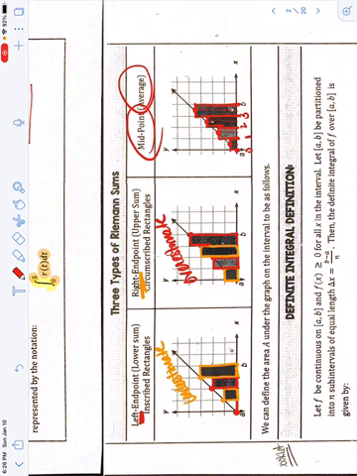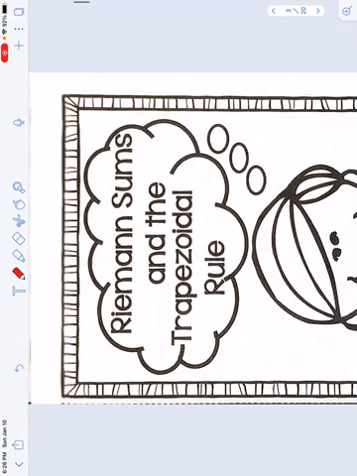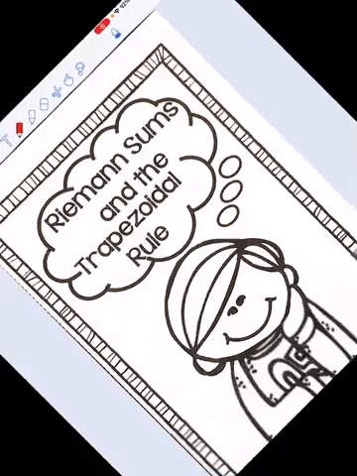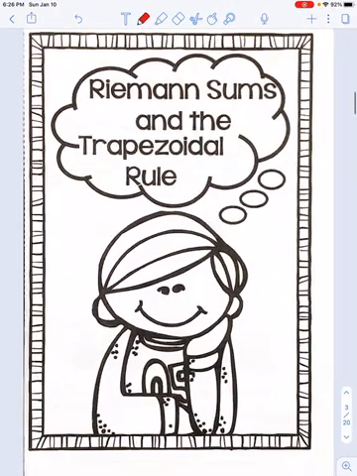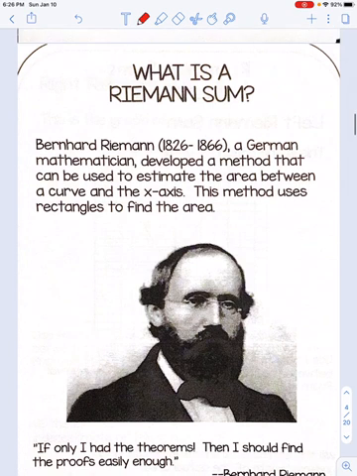Okay, now I want to jump to the booklet that you have. It's a cute little booklet. It says Riemann Sum and the Trapezoidal Rule, and it's got this cute little kit on it, and it should look like this. So if you'll grab that book and open it up.